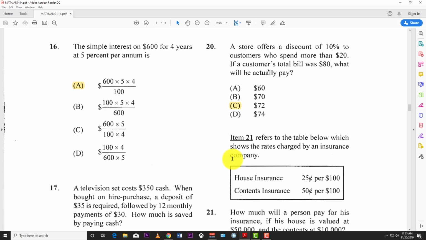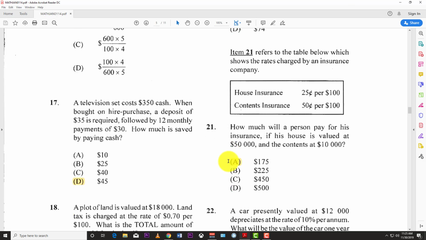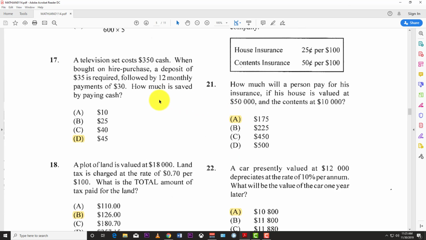Number 16. The simple interest on $600 for 4 years at 5% per annum is, and the answer here is A, 600 times 5 times 4 divided by 100. Number 17. A television set costs $350. When bought on hire purchase, a deposit of $35 is required, followed by 12 monthly payments of $30. How much is saved by paying cash? And the answer here is 45.